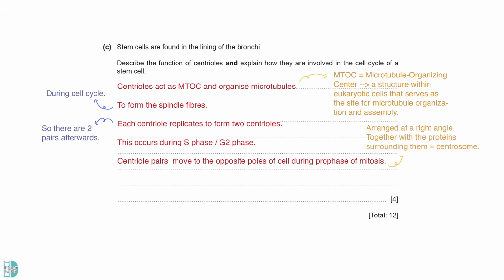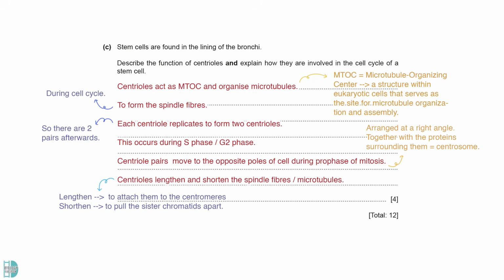The centriole pairs move to the opposite poles of the cell during prophase of mitosis. They are arranged at right angle. Together with the protein surrounding them, they form the centrosome. Centrioles can lengthen and shorten the spindle fibers to attach them to the centromeres and to pull the sister chromatids apart.